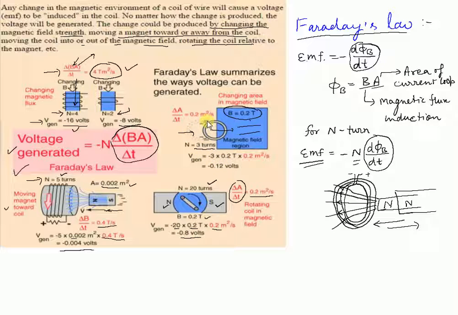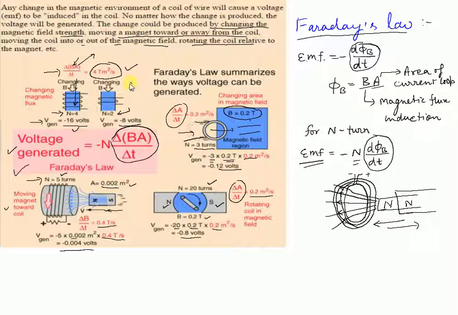So the voltage generated inside the coil will be equal to minus 3 turns, 0.2 tesla magnetic field, and this 0.2 square meter per second is the rate. So as a result the voltage generated is minus 0.12 volt.